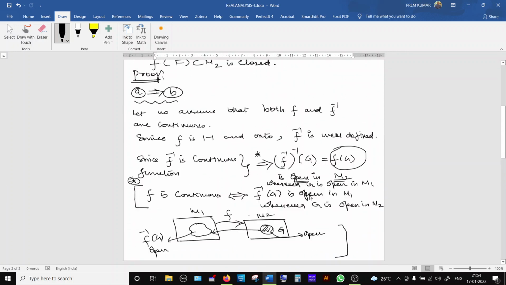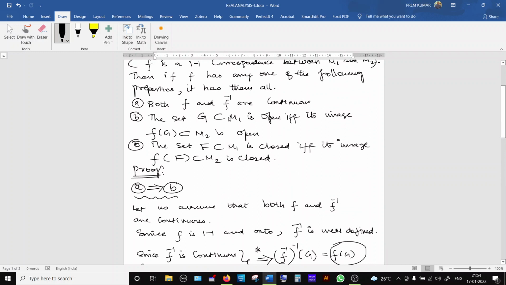So one part of A implies B is over. Suppose we assumed that A is true, then we proved one part of this. We assumed that G is open.